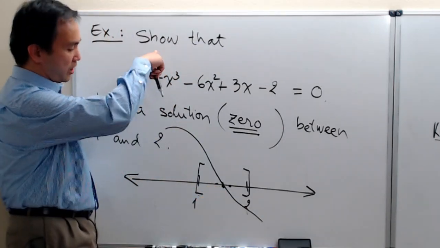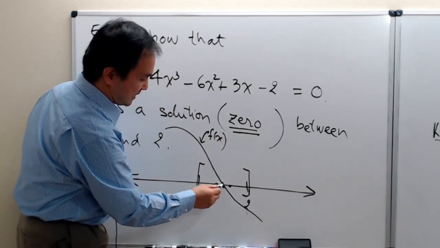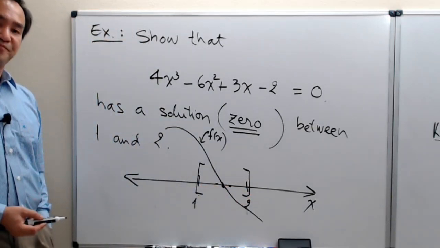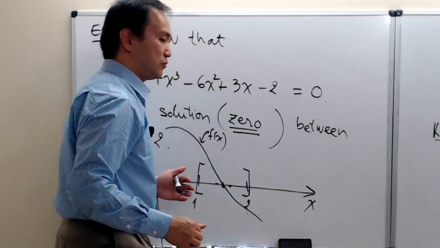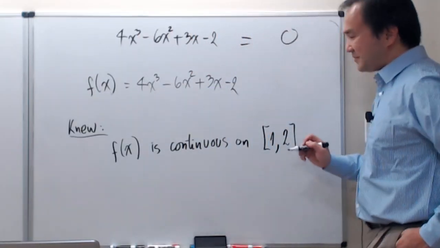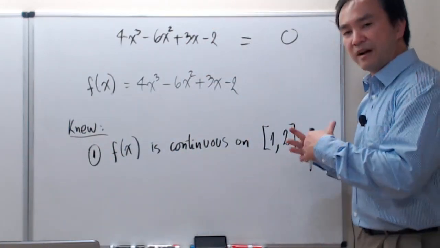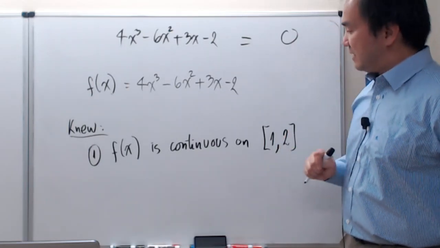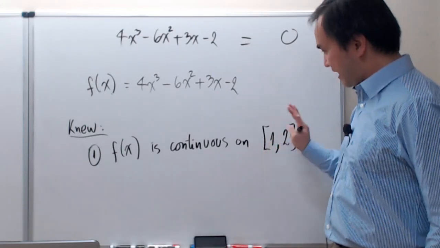Now we want to show that the graph for our function f of x has to cross the x-axis at some point inside of that interval between 1 and 2. Keep that image in your mind as we progress along. Getting back to my other board, the first thing we know, as I build up how we can apply the IVT, the intermediate value theorem, is that f of x is continuous between 1 and 2, anywhere inside of that closed interval.